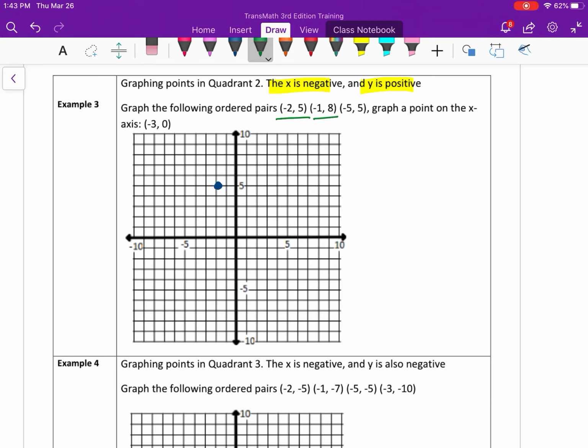If I wanted to do negative 1, 8, I go from the origin, left 1, and then I would go up 1, 2, 3, 4, 5, 6, 7, 8. So negative 1, 8 would be right there.